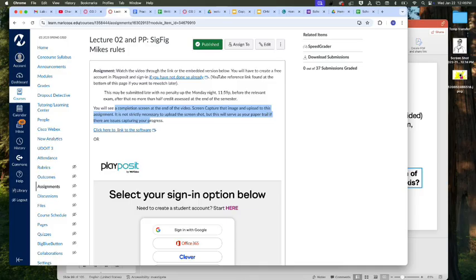Another question, is lab or required artificial intelligence?